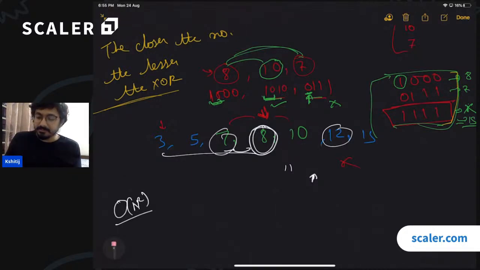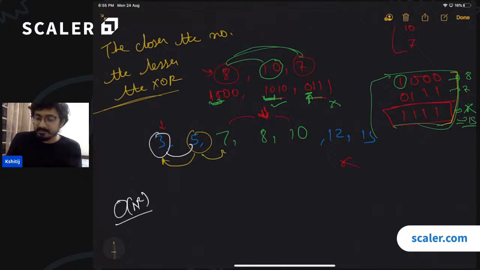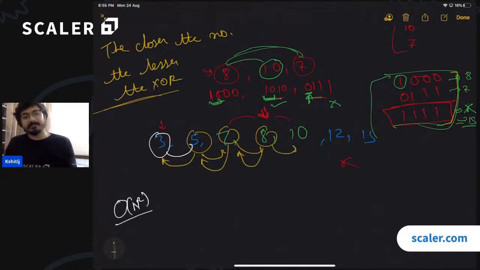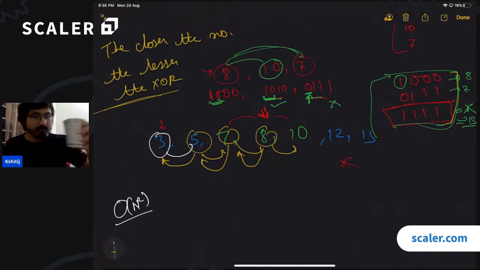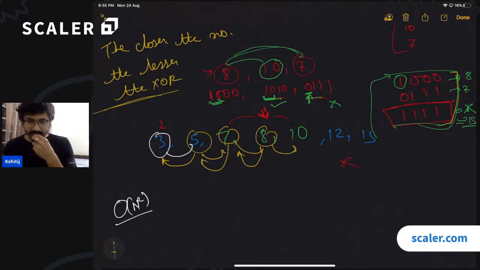So this is the intuition behind this: you sort the numbers and then for every number, you just check with the adjacent numbers. So for 5 you will be checking with 3 and 7, for 7 you will be checking with 5 and 8, for 8 you will be checking with 7 and 10, and so on. Is this clear to everyone now? Or should we also try to prove this mathematically?